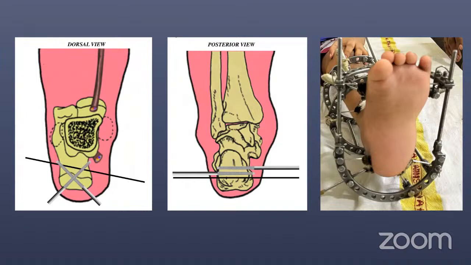And the third figure is showing how it looks in a real patient. So we can see there two half pins have been placed at an angle of 45 degrees, and one through-and-through wire is placed in the calcaneum.